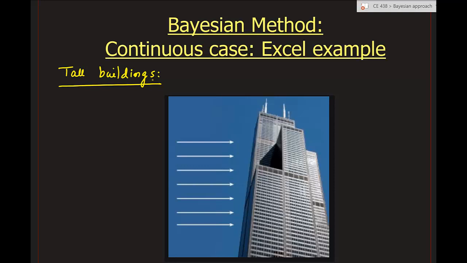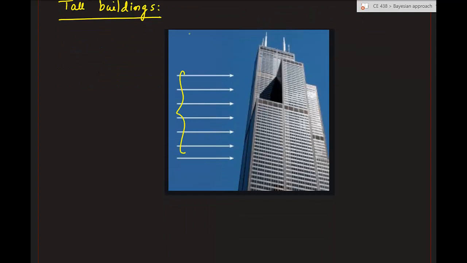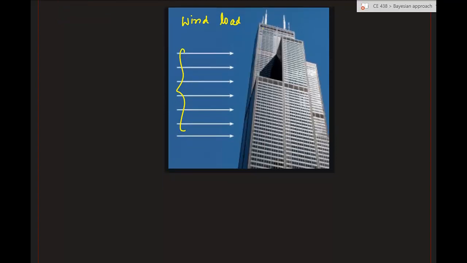So for designing a tall building, one important load is wind load. Basically, whenever we are designing a tall building, we have to consider two things. One is the maximum annual wind speed. This means the maximum wind speed in a given year that has been observed.